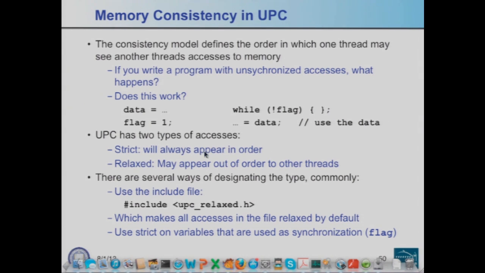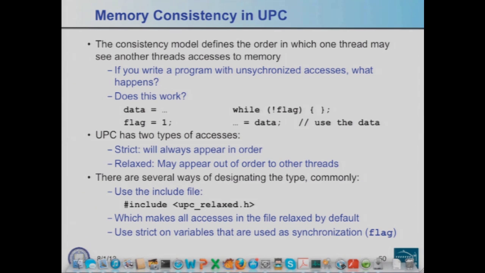And UPC has two kinds of accesses. It has what are called strict accesses that appear in order. So if data and flag are both strict variables, then their accesses will be strictly observed, and that means this program will work correctly. If they're relaxed, then although this program thread will see its own reads and writes happening in order, other threads may see things happening out of order relative to that, because the compiler may reorder them, or the network may reorder them.